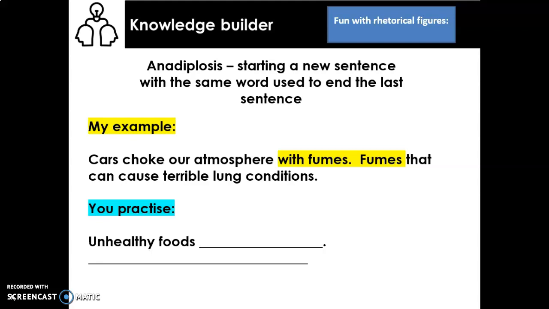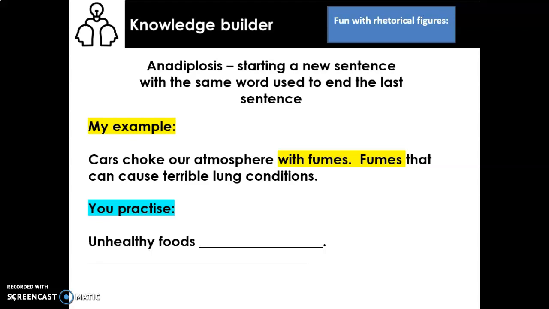So can you see I've ended that sentence? There's my full stop. So the word before that is fumes. So now I have to begin my next sentence with the word fumes. Fumes that can cause terrible lung conditions. Cars choke our atmosphere with fumes. Fumes that can cause terrible lung conditions. Now, guys, on the one that you have to practice, I've given you where you could start it.